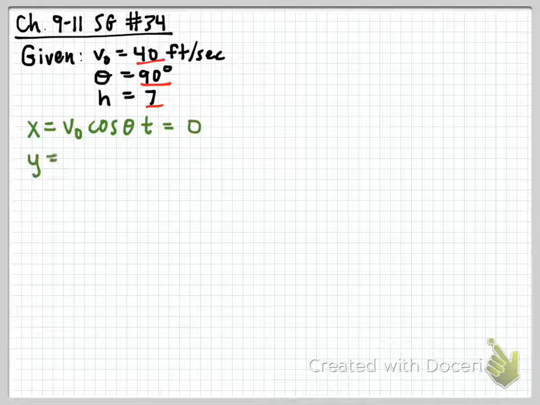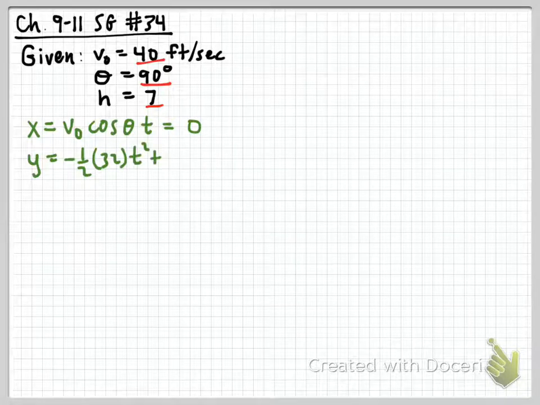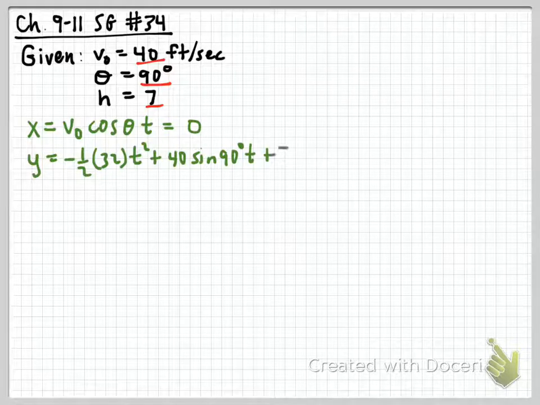And then y equals negative 1/2, and since it's in feet per second, that's 32, that's g, times t squared, plus v sub 0, which is 40, multiplied by the sine of 90 degrees, so that's going to be 1, and then multiplied by t, plus the height, which is 7.